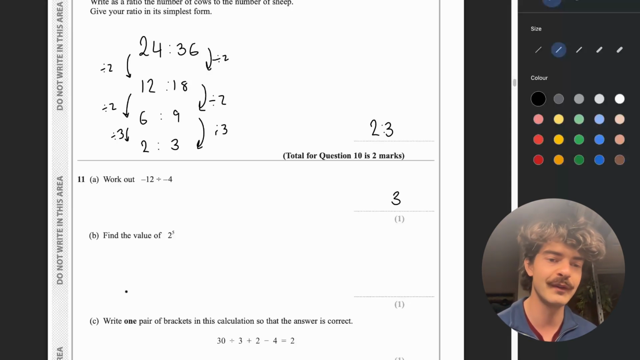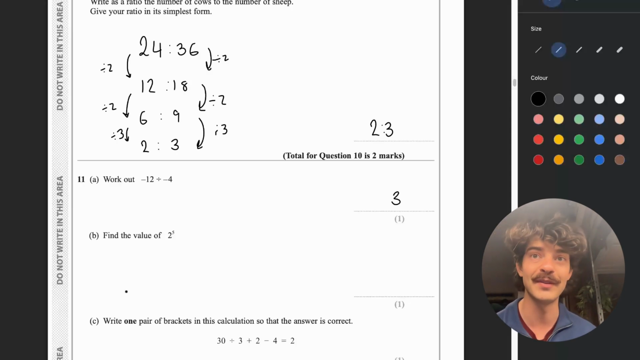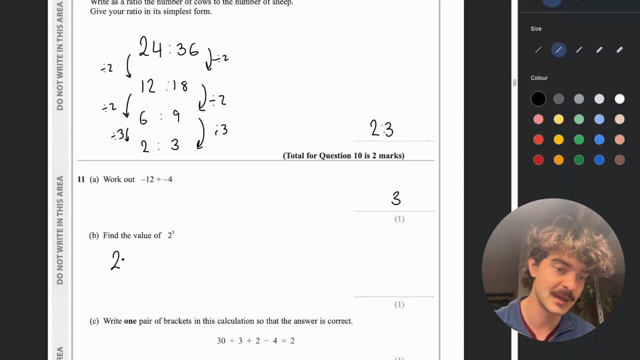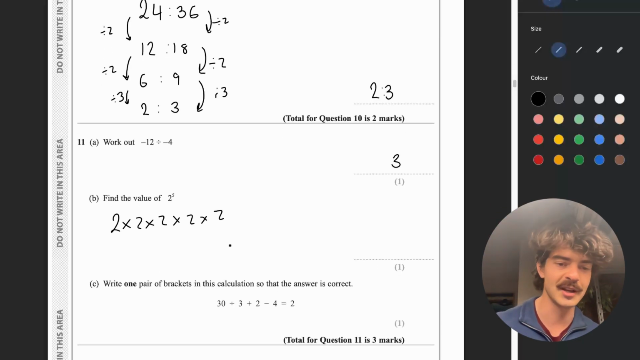Next up, 2 to the power of 5. Remember that something to the power of a value is how many times you're multiplying the base, or the thing itself, that many times. So in our case here, this becomes 2 times 2 times 2 times 2 times 2. And we can essentially work our way through this.